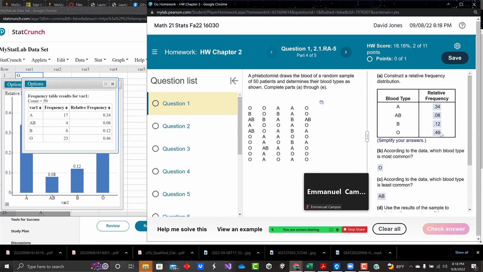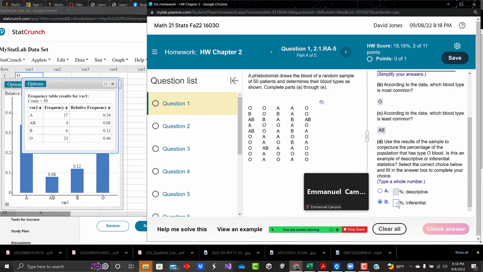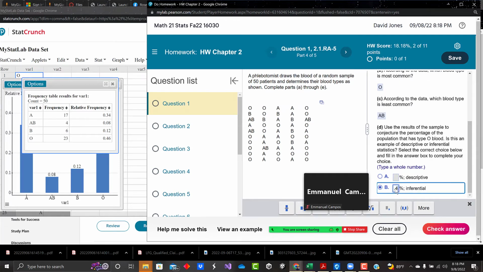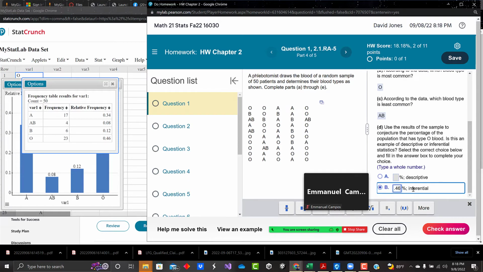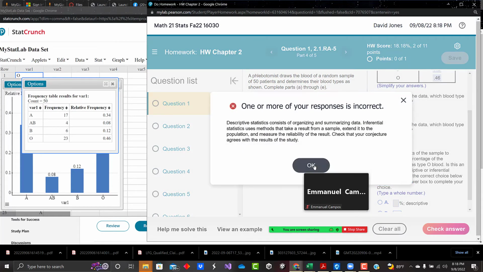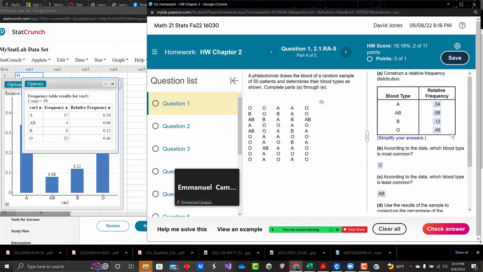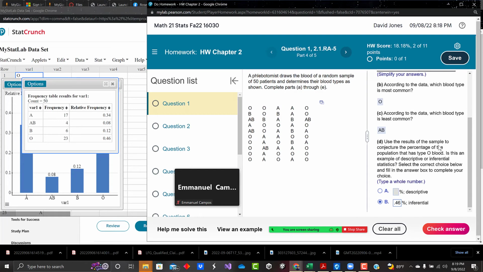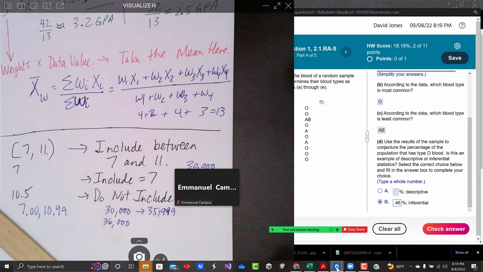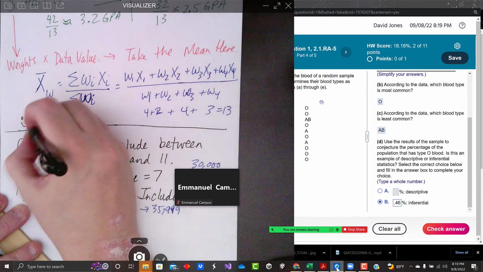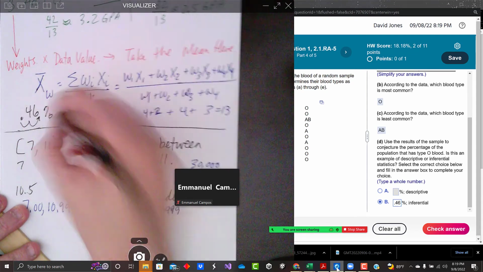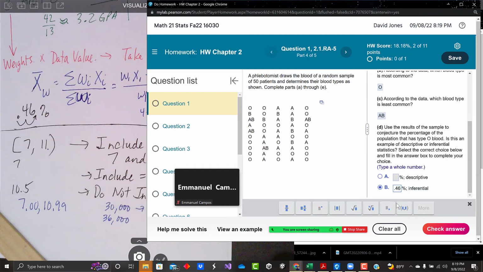And if the sample's 46% for type O, I've got to think that the population is going to be close to 46%. Oh, wait. It says percent. Percent is when we shift from decimal to percent. Actually, I'm going to do this because it's being recorded still. It's going to tell me the wrong answer. And the reason why it told me the wrong answer is I used the decimal value here. But when we shift from decimal to percentage, we have to move the decimal place to the right twice. So this would just be 46%.